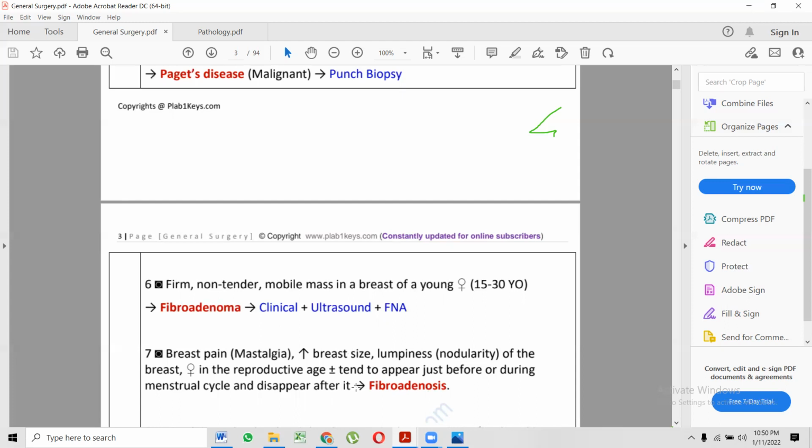So three differential diagnoses of breast pain. Breast pain plus increased breast size or lumpiness just before the menstrual cycle is fibroadenosis. Adenosis means hyperplasia or formation of glands, and fibro means fibrosis. So for fibroadenosis, along with pain, lumpiness is also required to make a diagnosis. But if a female complains only of pain without any lumpiness, which has an association with the menstrual cycle, then it is cyclical mastalgia. And if there is no association of pain with the menstrual cycle, then it is non-cyclical mastalgia.